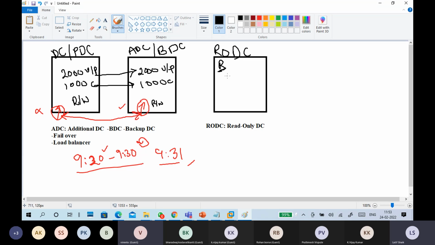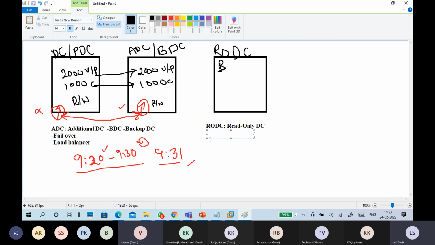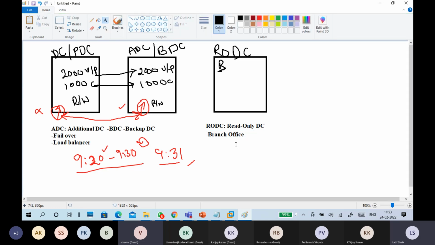Read-only domain controller. Not only that, guys, it is suitable for branch offices, mainly for security in the branch offices. Main office, branch office, both places we can use it. For example, I have 2000 users in my organization, and in my branch I have only 50 users.